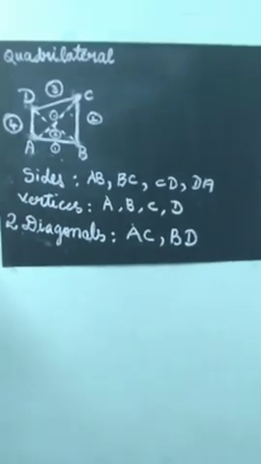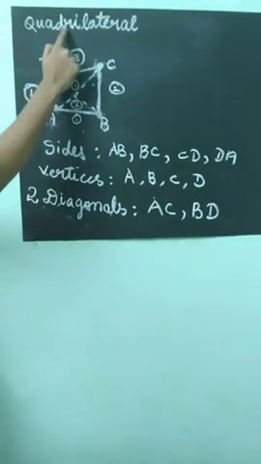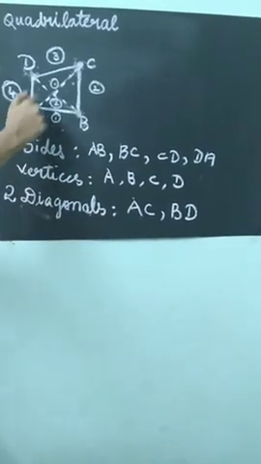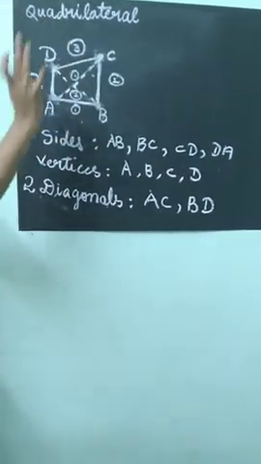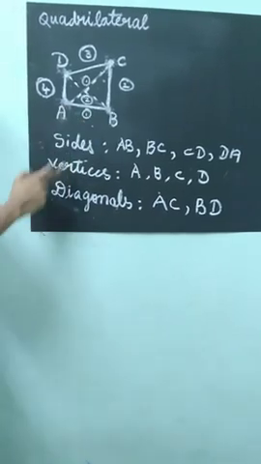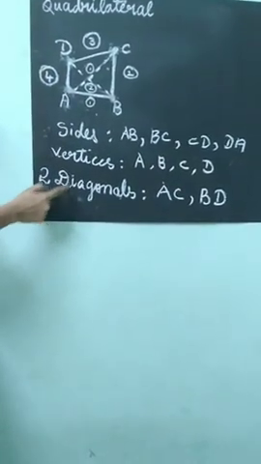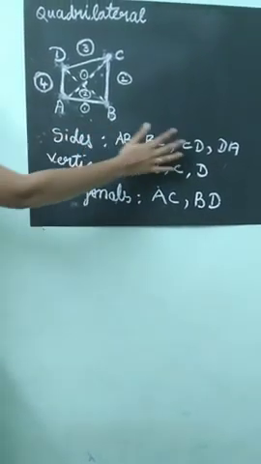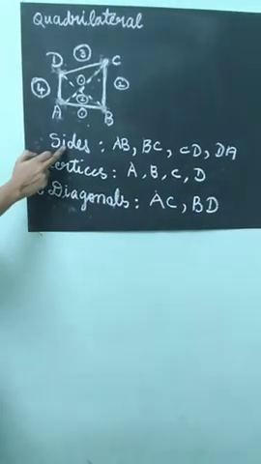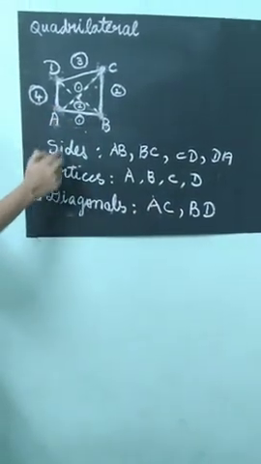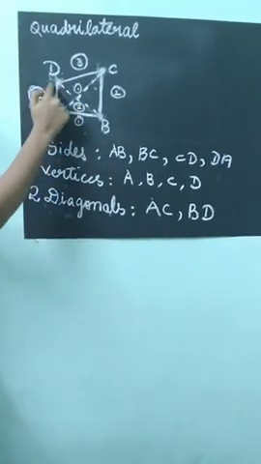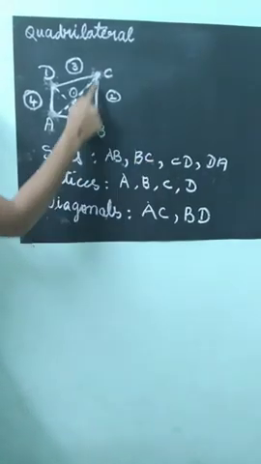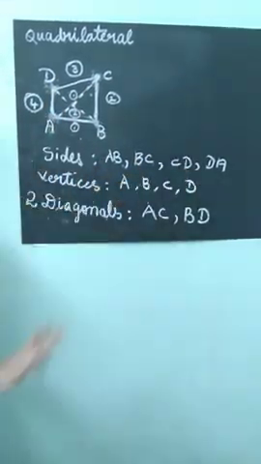I am once again recalling this. A quadrilateral means all 4 sides are closed. In this quadrilateral we discussed 3 points: sides, vertices, and diagonals, and their names. Sides are just lines. How many lines are there? 4. And what are they? AB, BC, CD, DA. Sides are clear.